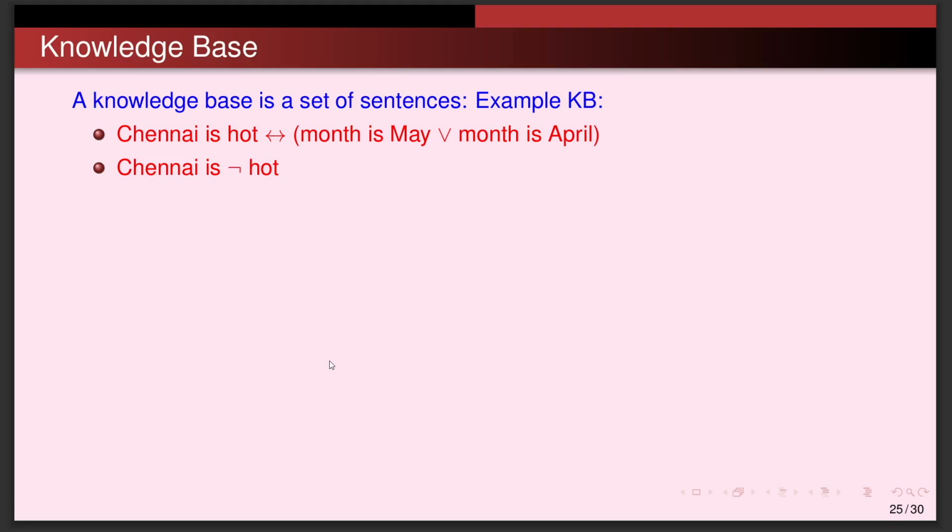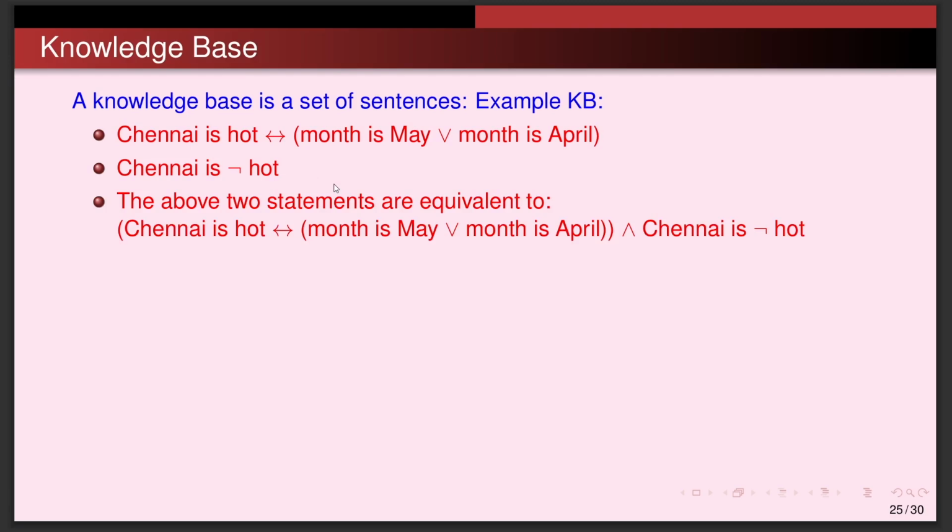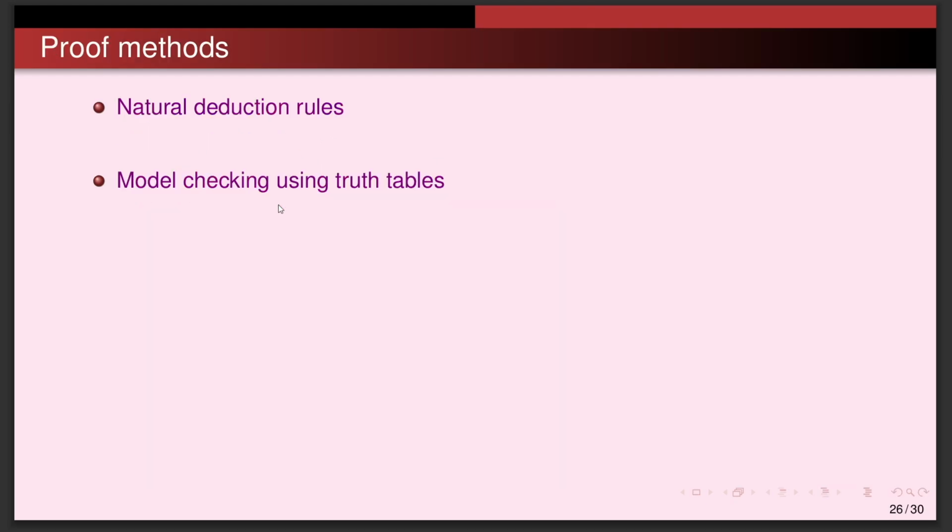So, an example here is "Chennai is hot", which will be either month is May or month is April. By equivalence, this is equivalent, and if it is Chennai is hot, these are equivalent to Chennai is hot. All that we did was combine these two statements with "and", and we can call this a knowledge base.